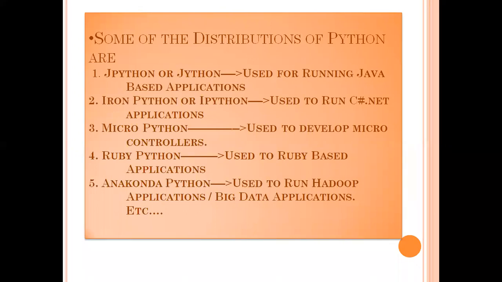Now, fifth is Anaconda Python. That is used to run Hadoop applications, big data applications. The applications which are big in data, which have big data, Anaconda Python is used to run such applications.